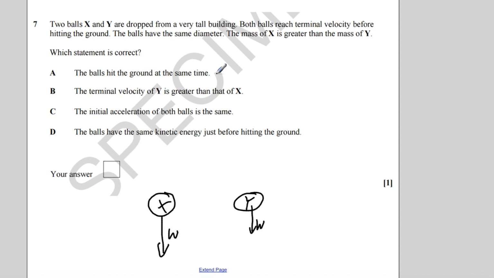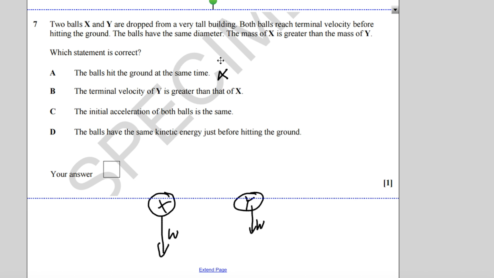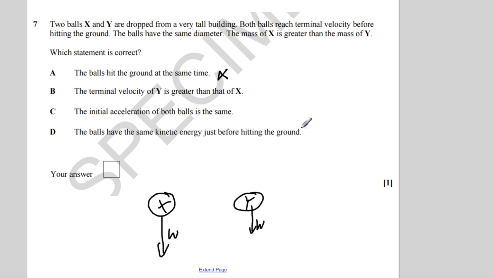So let's check whether the first statement is correct. So the balls hit the ground at the same time. That one's not true, even though we should know that the acceleration due to gravity is the same for all objects. We're told that they reach terminal velocity. So that means we need to take into account air resistance. We should know that air resistance, or drag force, increases with velocity. So as velocity increases, drag increases.